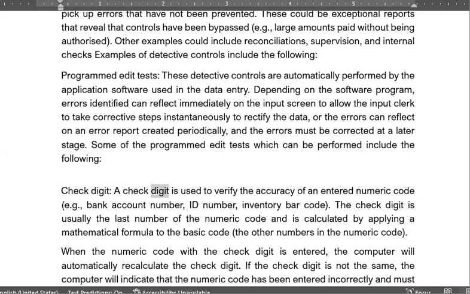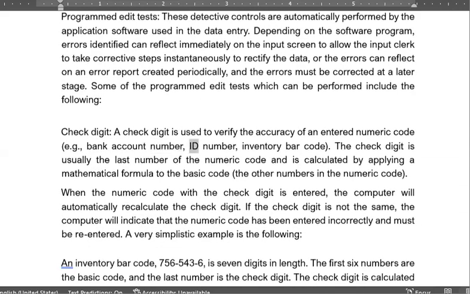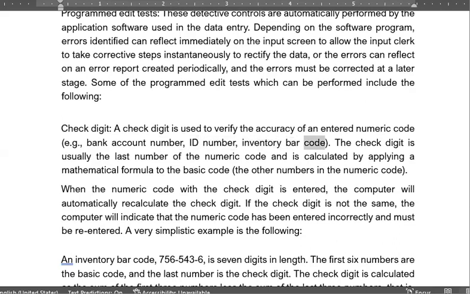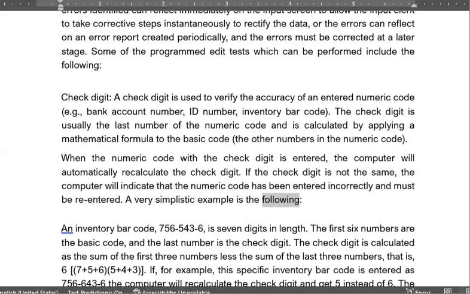Check digit. A check digit is used to verify the accuracy of an entered numeric code, e.g., bank account number, ID number, inventory barcode. The check digit is usually the last number of the numeric code and is calculated by applying a mathematical formula to the basic code, the other numbers in the numeric code. When the numeric code with the check digit is entered, the computer will automatically recalculate the check digit. If the check digit is not the same, the computer will indicate that the numeric code has been entered incorrectly and must be re-entered. A very simplistic example is the following.